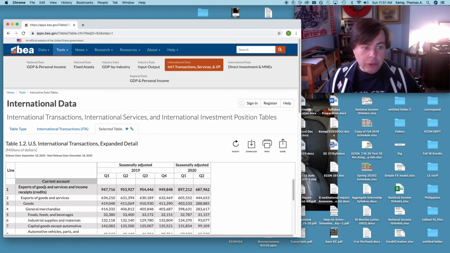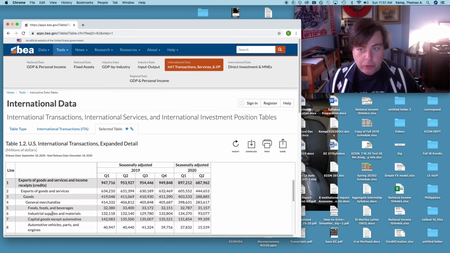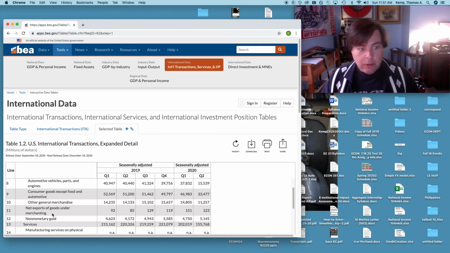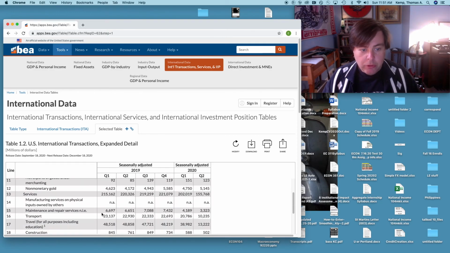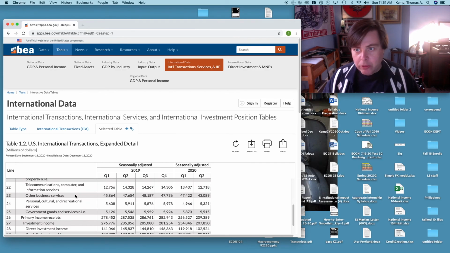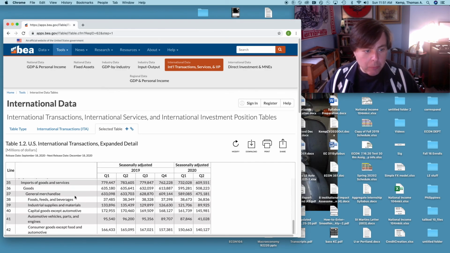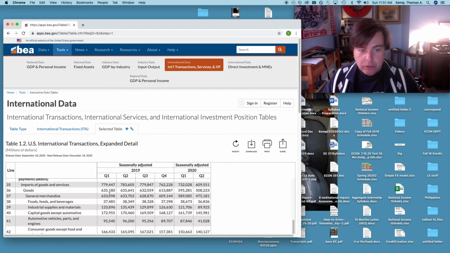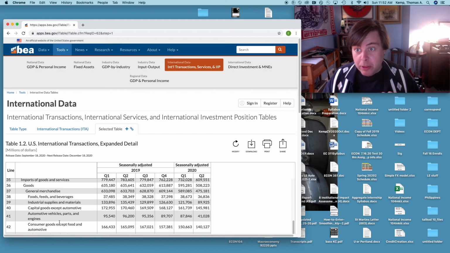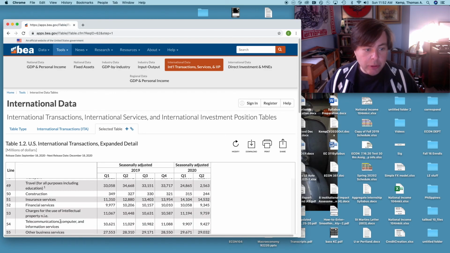So current account transactions, we can kind of get a feel for what those look like. Again, looking down over here, just sort of the lines. Exports, these are all exports, so we can figure out what those are, where the U.S. is exporting. We come down to imports of goods and services here. Same sets of lines. So what types of things are we importing? What types of things are we exporting?